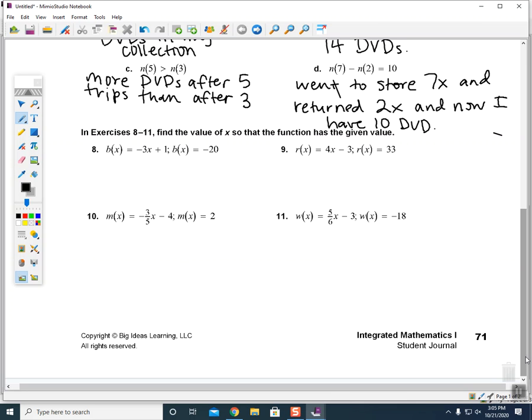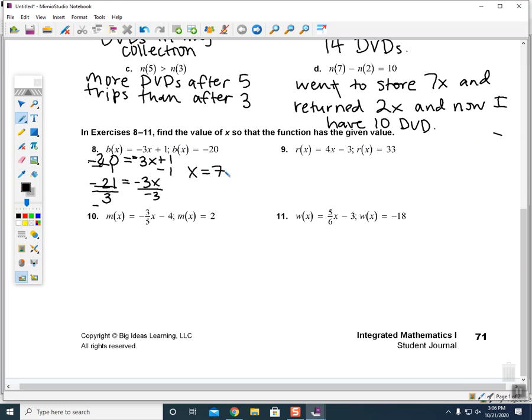So I'm going to plug in negative 20 for b of x. So I would have negative 20 equals negative 3x plus 1. What I want to do is figure out what my x is. Well, now I'm just going to solve like I normally do. Subtract 1 from both sides. I have negative 21 equals negative 3x. Divide both sides by negative 3. Negative 21 divided by negative 3 is 7. So I have x equals 7. So when x equals 7, b of x equals negative 20.